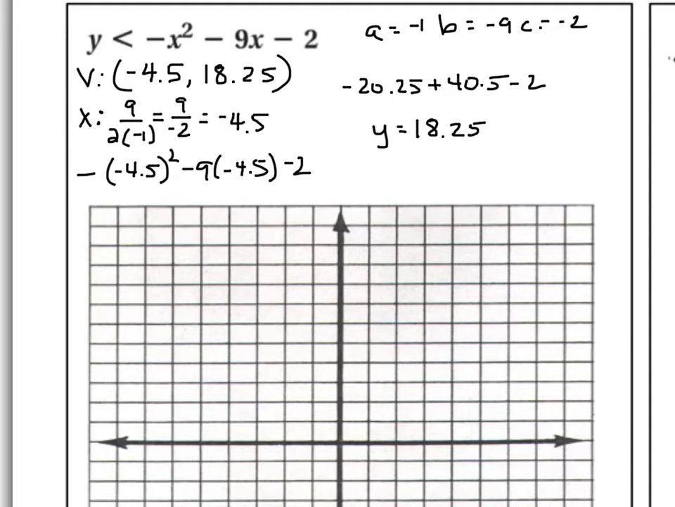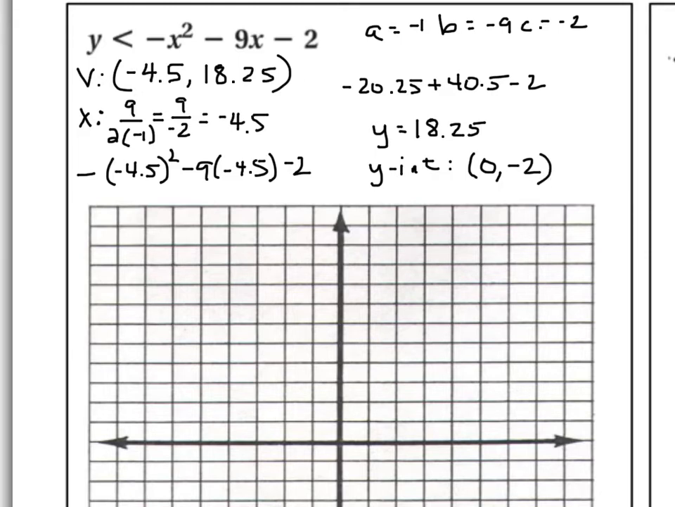So I've got the vertex. The vertex is the key part. I also need the y-intercept, and the y-intercept in this case is the ordered pair 0 and c, which is 0 and negative 2. So I'm going to plot those 2 points.